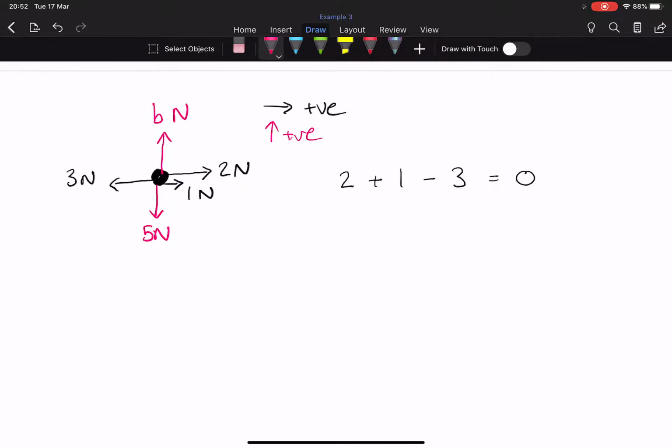Then we're going to have B, which is a positive force, and 5 is going to be our negative force, so B minus 5. And if we add them together, we get 0. So we could solve that and find out that B equals 5. So obviously they're balanced and it doesn't have any acceleration upwards or downwards. So B equals 5 newtons.